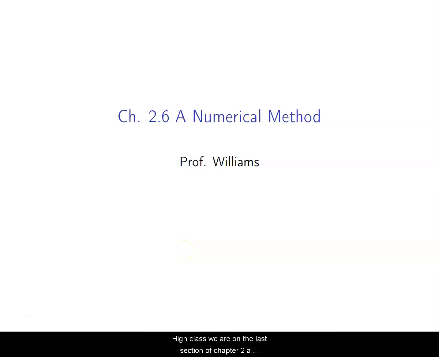Hi class, we are on the last section of chapter 2, a numerical method. So today we're going to cover, again, this is considered review. This is something that you would have seen in a Calculus 2 class as well, in the differential equation section of Calc 2, right after you go through your integrations. So we're not going to go through it quickly because even when I teach Calc 2, this seems to be a section that's kind of difficult.